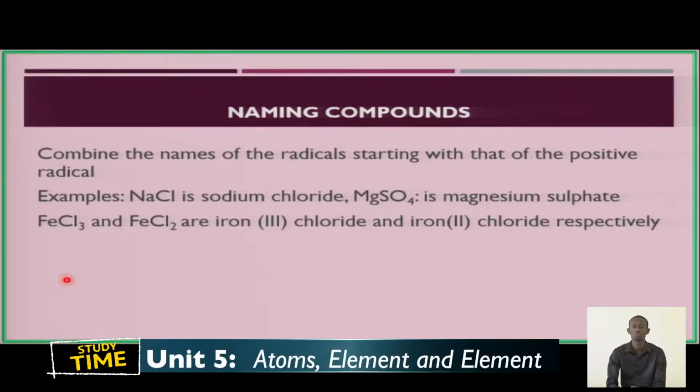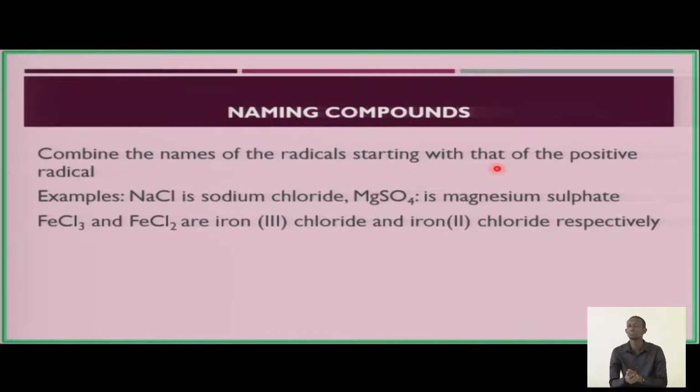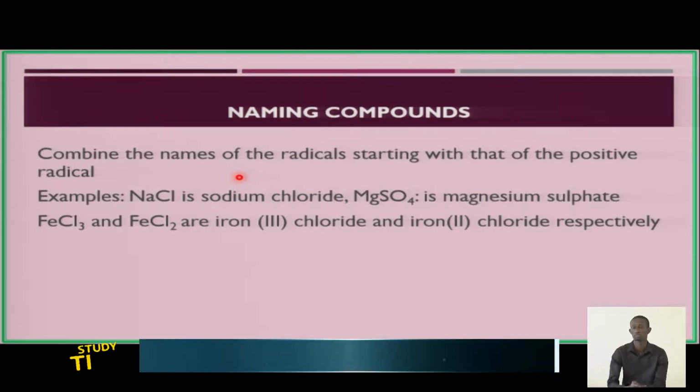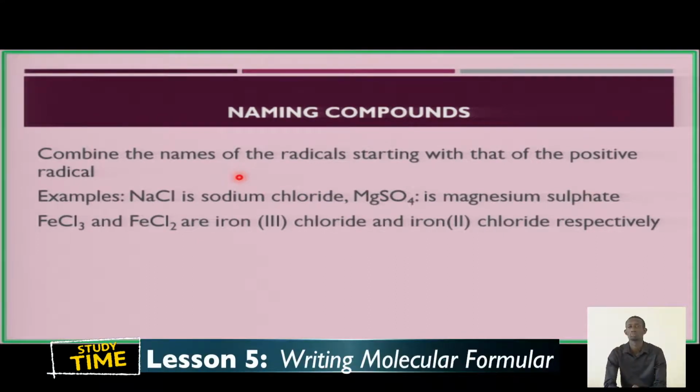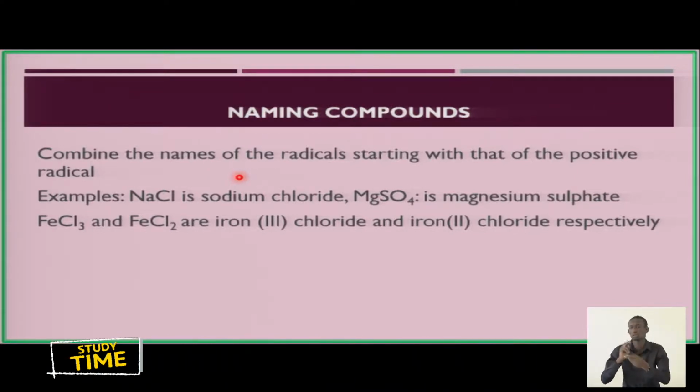Now, let us see how we can start from the molecular formula and name the compounds. What do we do? Combine the names of the radicals. And here, you should know that we start with the name of the positive radical. We have the example here. Sodium chloride. It's this compound. So you start with the positive part. You write the name, followed by the negative part, and you combine the 2 names. It becomes sodium chloride.